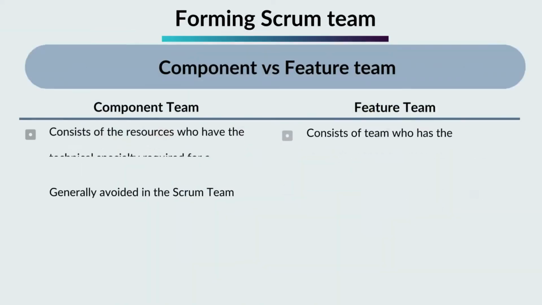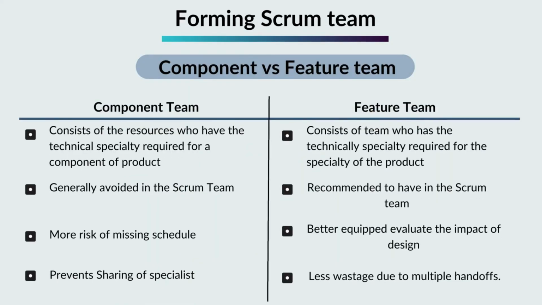Component versus feature team. A component team consists of resources who have the technical specialty required for a component of the product. Generally avoided in the Scrum team. More risk of missing schedule. Prevents sharing of specialists. A feature team consists of people who have the technical specialty required for the specialty of the product. Recommended in the Scrum team. Better equipped to evaluate the impact of design. Less wastage due to multiple handoffs.